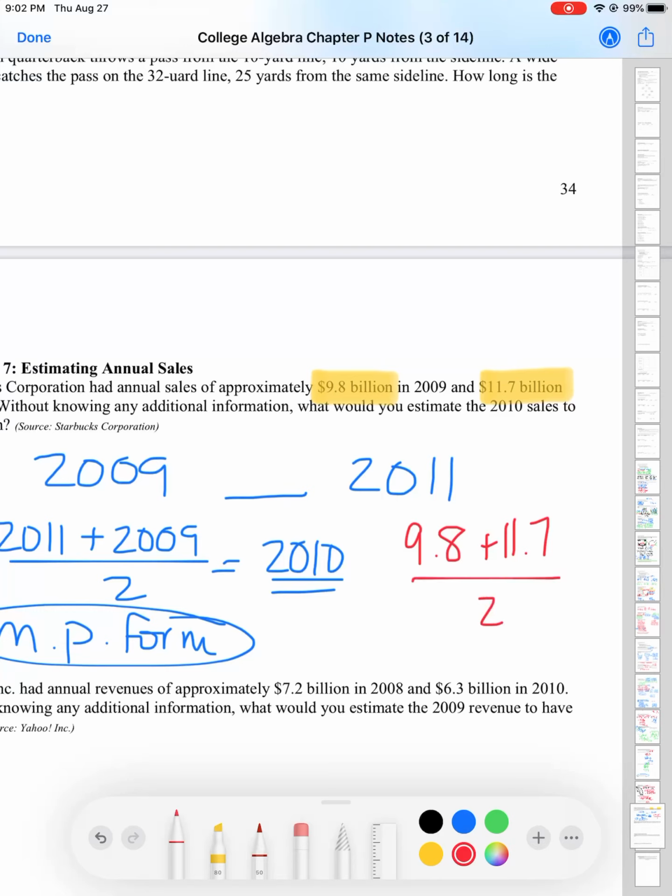So 9.8 plus 11.7 divided by 2 would be about $10.75 billion in 2010.